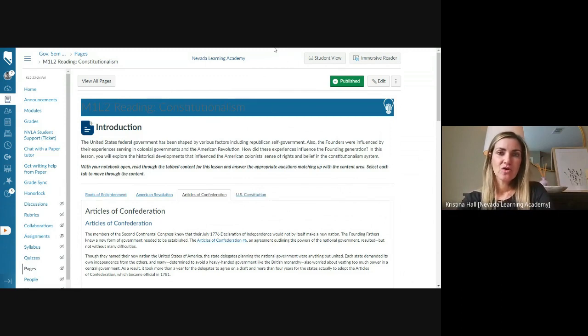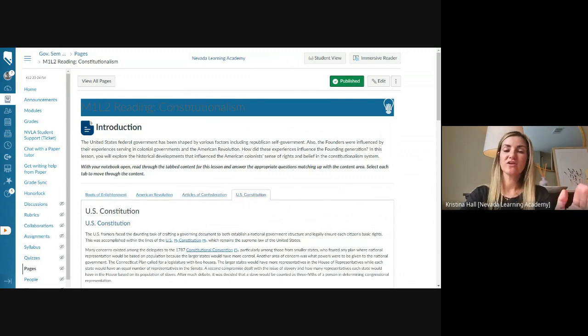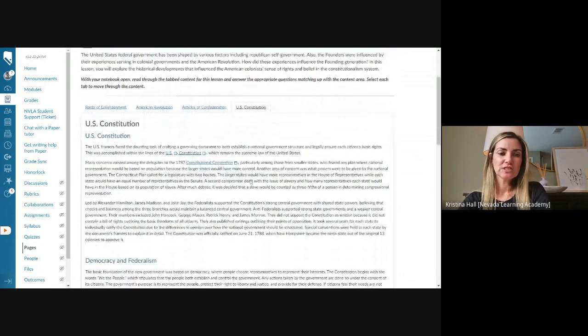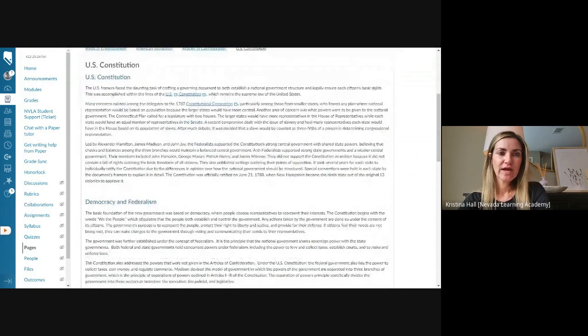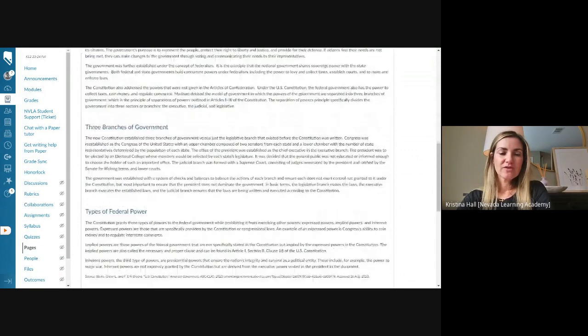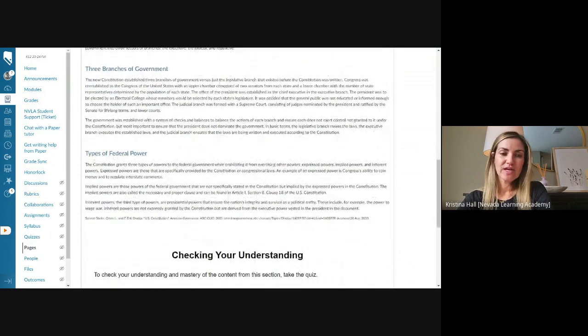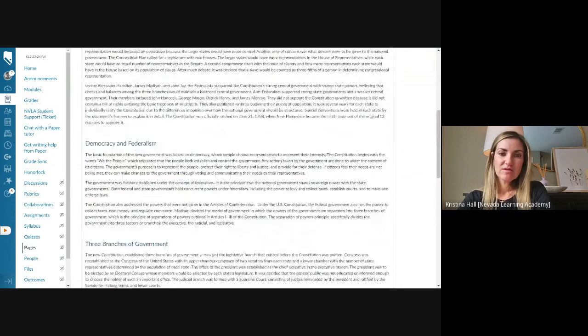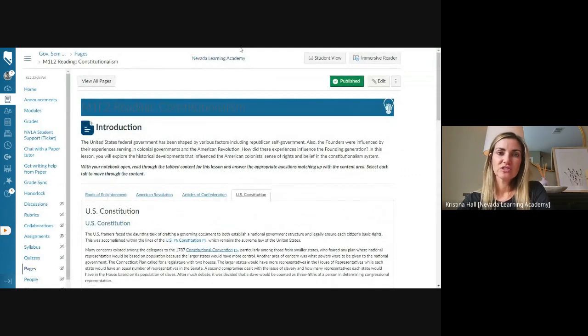Okay. Now we're going to go to the next part. We're going to go to the U.S. Constitution. All right. And so this is going to be after the Articles of Confederation failed, they had to rewrite the Constitution. Within the first 10 years, it quickly became clear they were going to have to rewrite the Constitution. So we're going to go to the Constitution tab. Okay. Democracy, federalism, how they established the three branches, types of power. All right. So let's take a look at the questions.